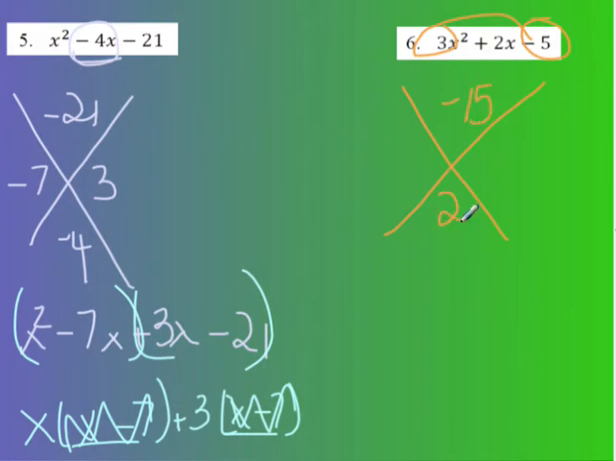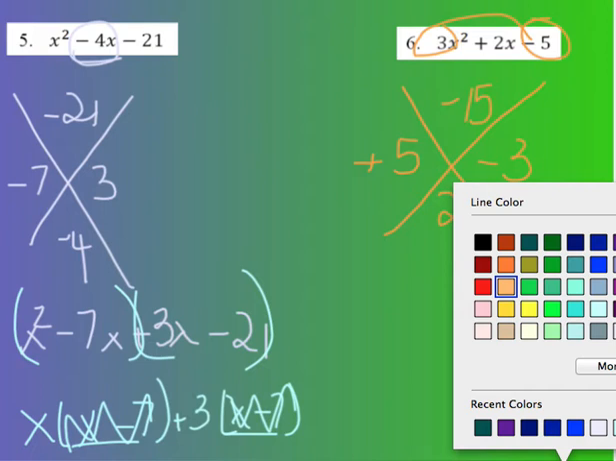So we're multiplying to a negative 15 and adding to a positive 2. Well, since it's a negative product, we need a positive and a negative factor. So to multiply to a negative 15, I'm going to use positive 5 and negative 3 because that adds to a positive 2. So now I'm ready to factor by grouping.